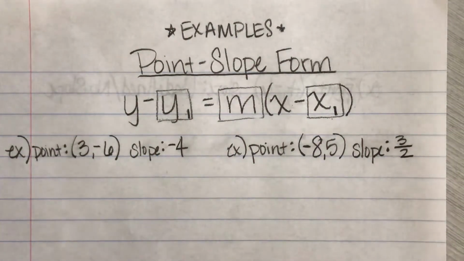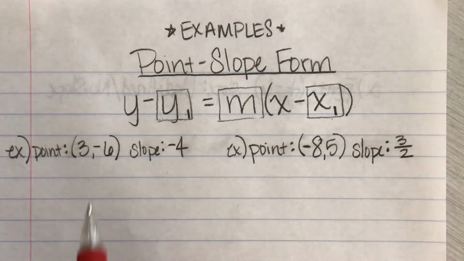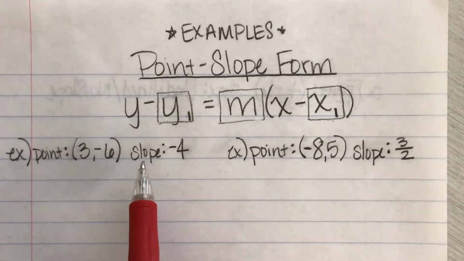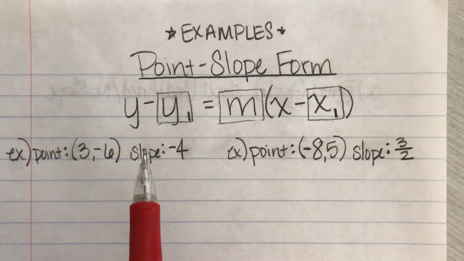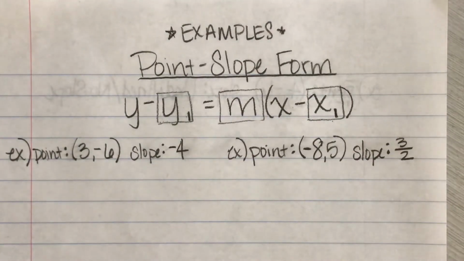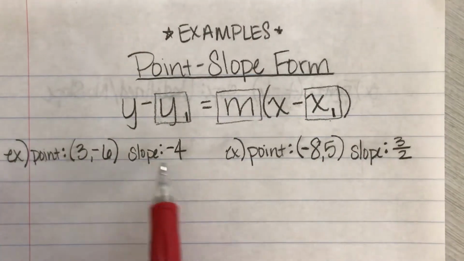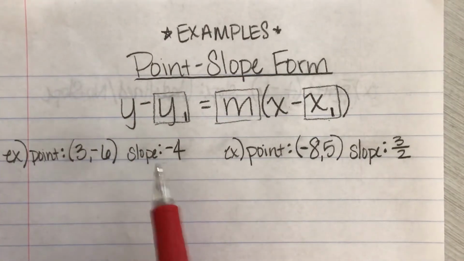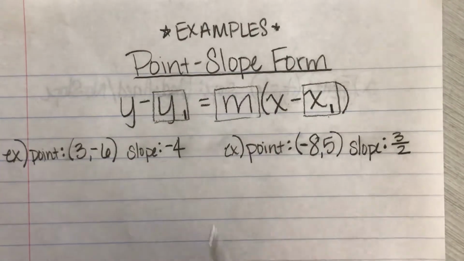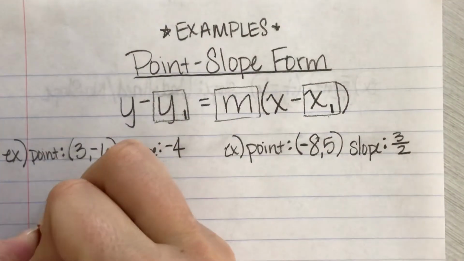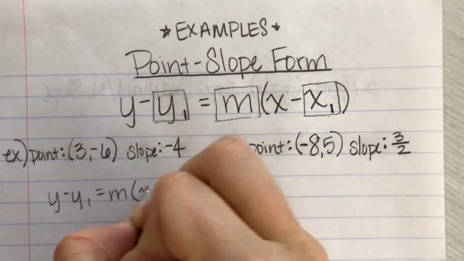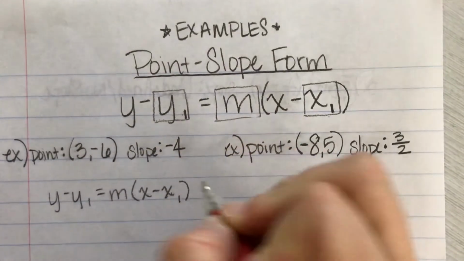All right, guys, when an equation or a situation gives you a point and a slope for a linear equation, you have to use point slope form, okay? You can't go to slope intercept because right now with this information given, I don't know the y-intercept. I know the slope, but I don't know the y-intercept. So I'm going to use this formula up here, y minus y1 equals m times x minus x1, okay?